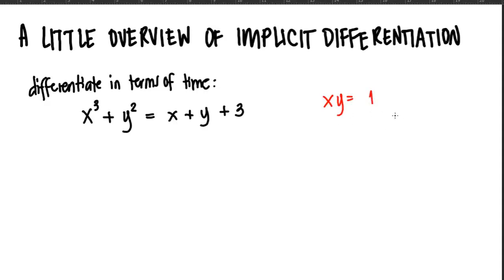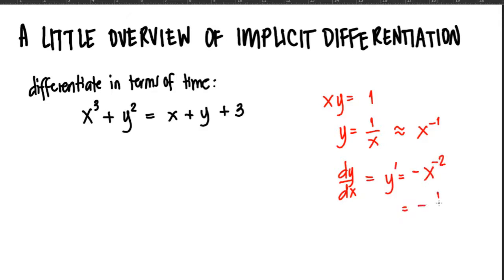Muna, derive na siya. Paano siya derive? So, medyo uncomfortable kita kay siguro ang aton niya nga himuon is y equals 1 over x. And this would look like x raised to negative 1. So, kung mag-derive kita sini, this becomes dy over dx. Or, y prime equals x raised to negative 1. So, ang derivative sina is negative x raised to negative 2 or negative 1 over x squared.